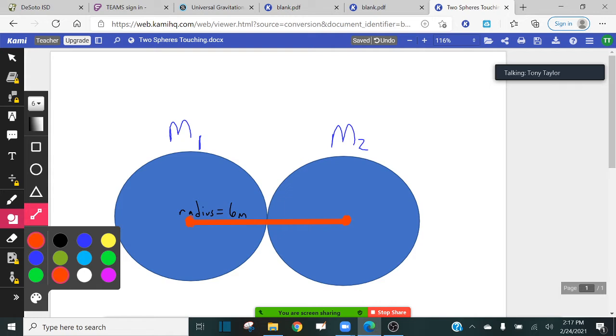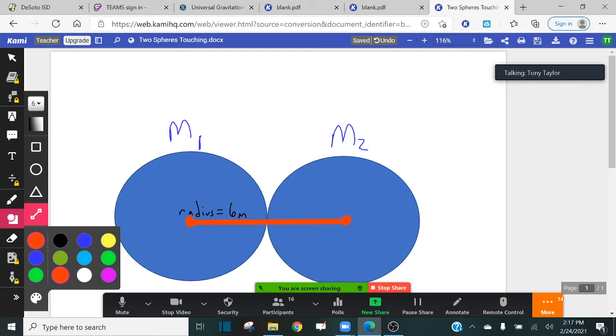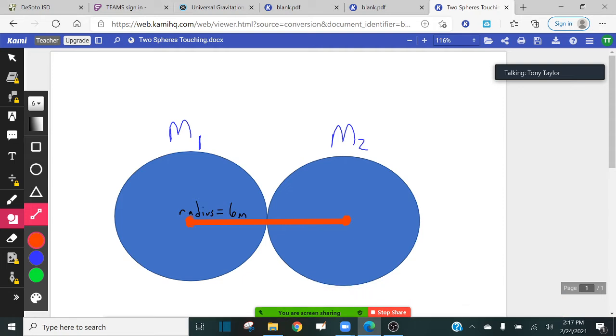Everybody got that? Guys, that's important. So y'all see this on the test, y'all understand it. That's what R means. In this equation, R always means the distance between the object centers. So if this distance is 6 meters and this distance is 6 meters, that means the total distance from here to here is 12.